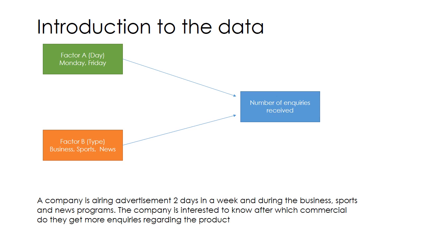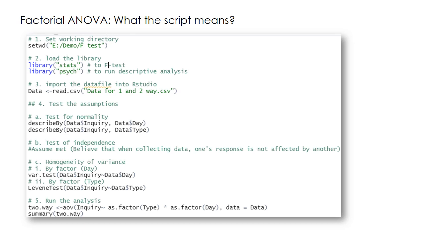So we are going to run a factorial ANOVA. We would like to examine the two factors together on the number of inquiries received. So what does the factorial ANOVA script mean?